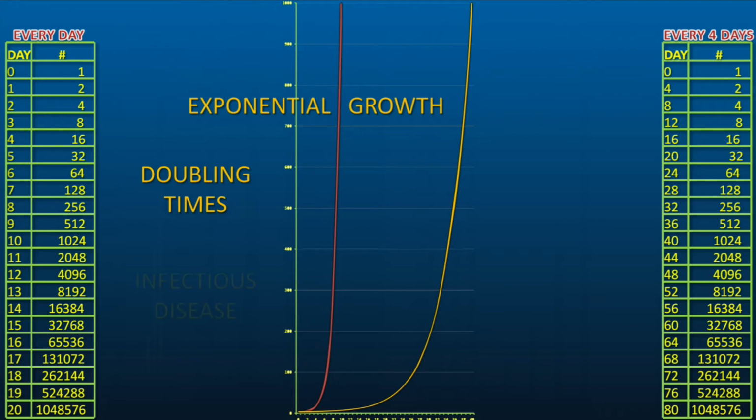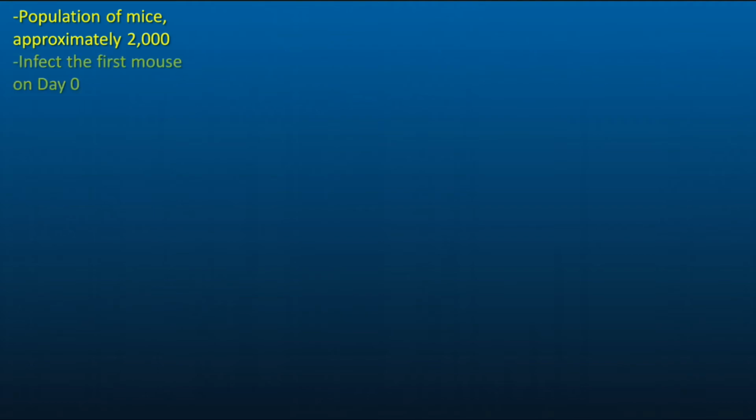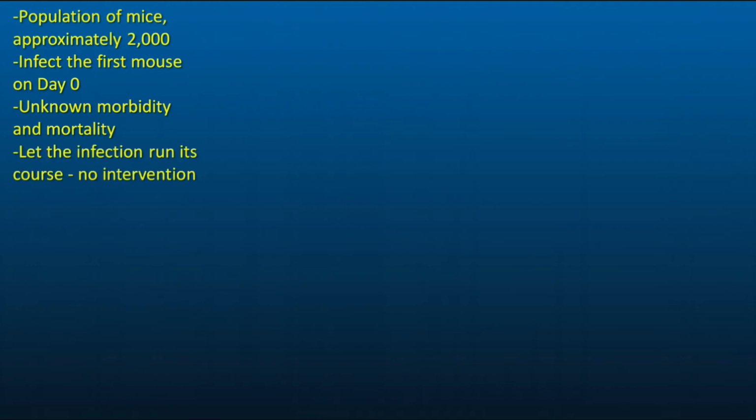By collecting data on an infectious disease and using this type of graphing, we can follow and characterize such disease. Let us run another experiment, and this time we are going to make it more manageable by considering a smaller population of mice of only about 2,000. We infect the first mouse on day 0 with an infectious disease pathogen of unknown morbidity and mortality. We will also let the infection run its course without any intervention.